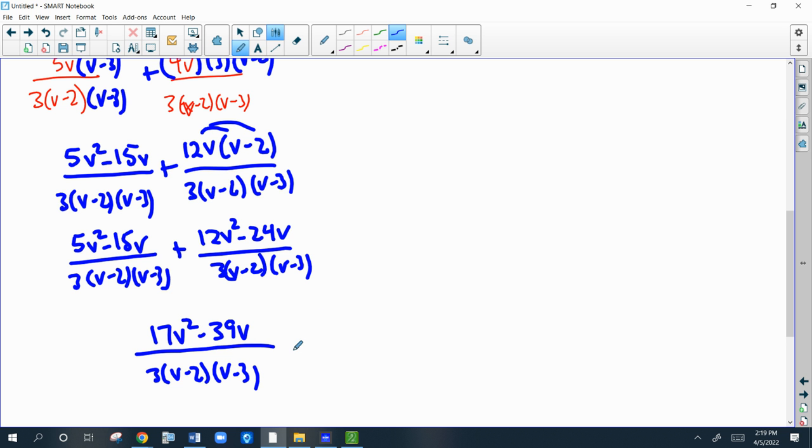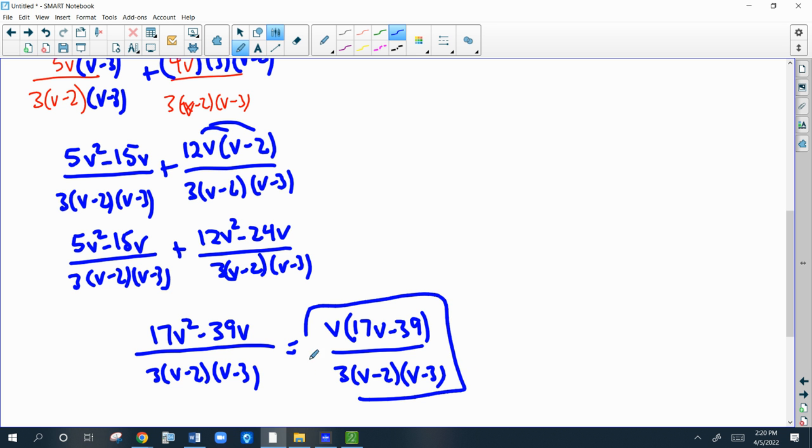I'm going to do one last thing. Because they both have v's, I'm going to factor out v from the top just to simplify it, and see if there's any cancellations I can do, but there are none because there's no single v's on the bottom. So this is the final sum.